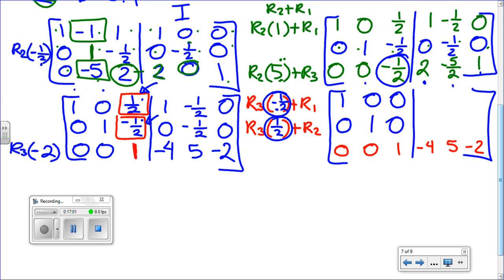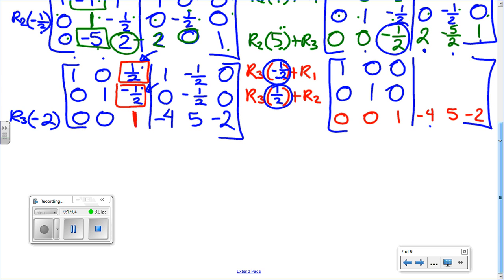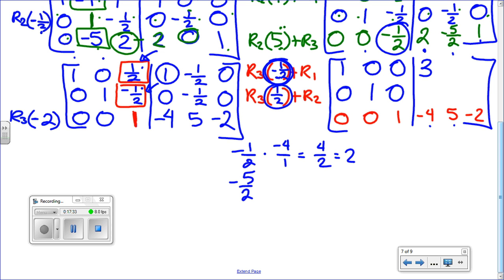So -1/2 times -4. I'm going to write it down because in my previous class I did it wrong. So -1/2 times -4 is going to be positive 4/2, which is 2. And then we're going to add a 1, right? So what is 2 plus 1? 3. Now we're going to have -1/2 times 5. So that is -5/2. And then we're going to add that number. So plus -1/2. And that will be -6/2, which is -3.